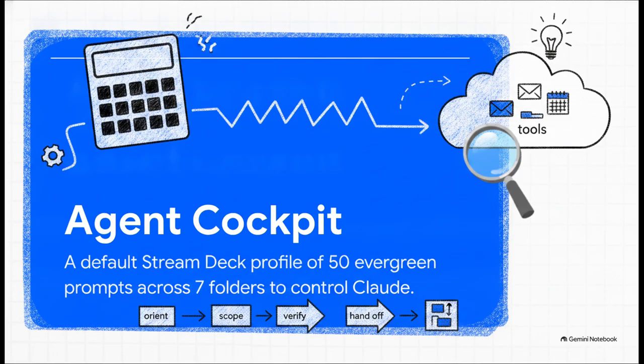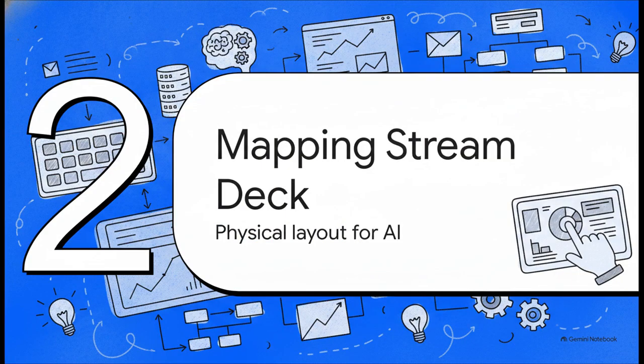Rather than just asking an AI to write an email or read this page, this whole hardware meets software setup commands Claude to actively manage the session. It forces it to orient, scope, verify, and hand off the work. It operates under the assumption that the AI actually has tools like your email, your calendar, your project files, and it puts those tools to work systematically. It's pretty amazing. Moving right along to section 2, mapping the Stream Deck, the physical layout for AI.